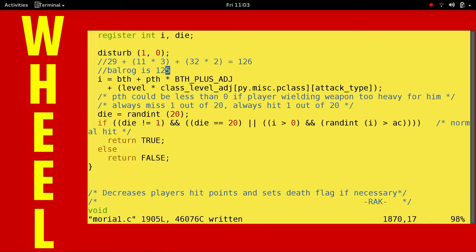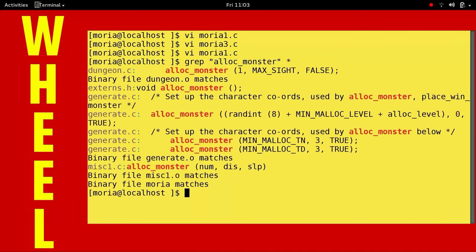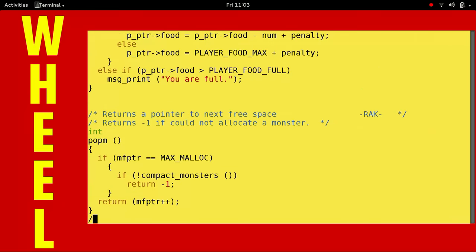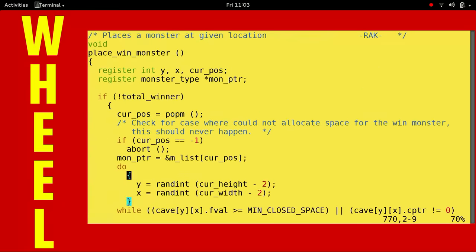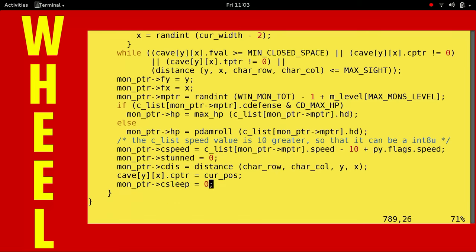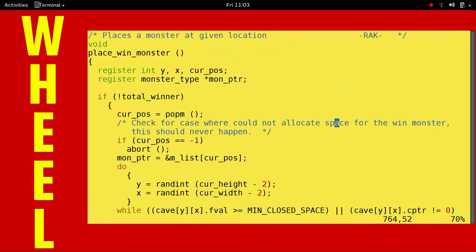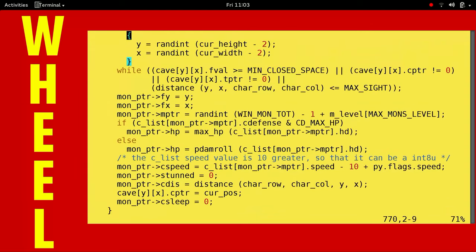Let's just do a quick check. I haven't checked this yet. I just want to make sure that the AC of the monsters isn't randomized in any way. So I think it's called Alloc Monster. Should be hanging around somewhere. And there it is in Misc 1. No, it's not that. Oh, place wind monster, even better. Our HP gets maximized. I don't see an AC here, do you? I do not. Interesting.